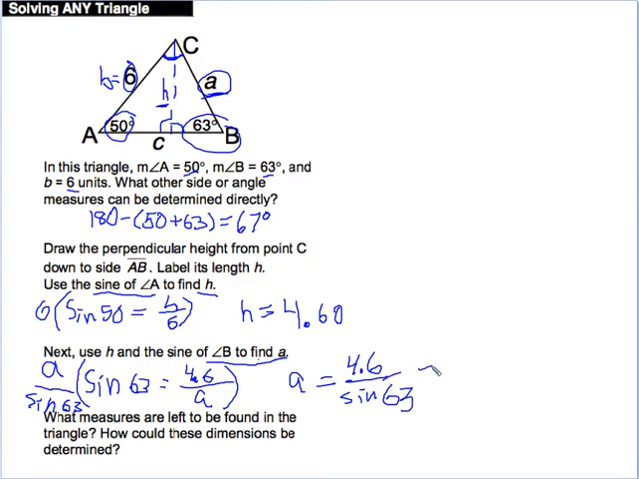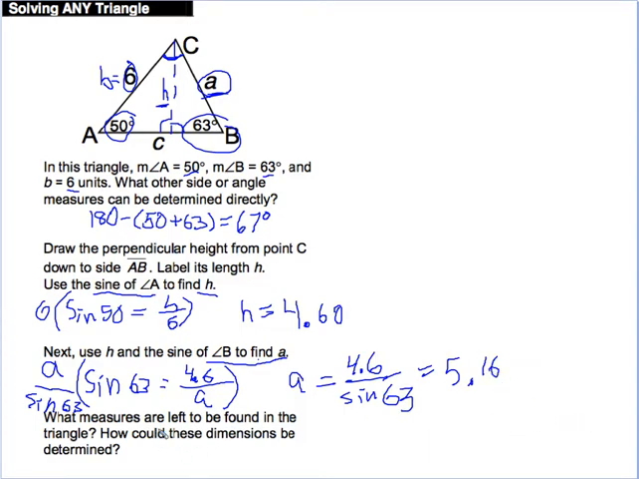Okay, and I plug that all in my calculator. Let's see, what do I get? I get 5.159, okay, which if I round to 2 decimal places is 5.16.